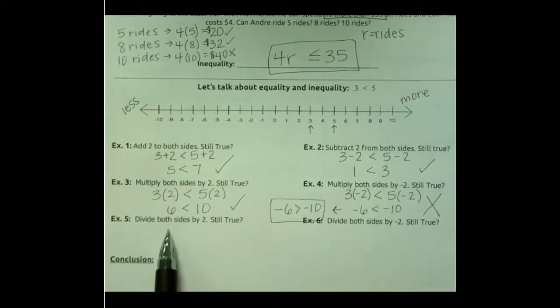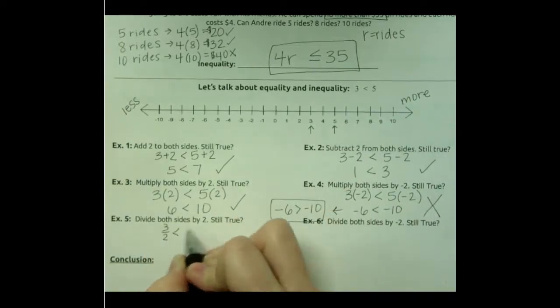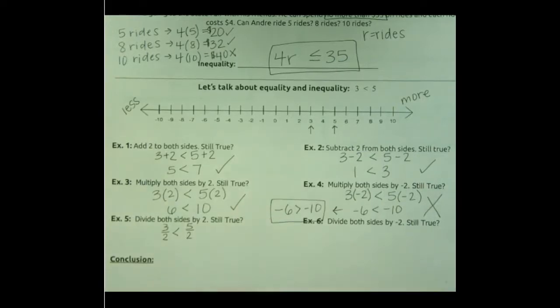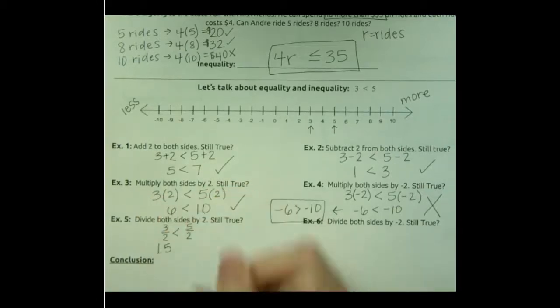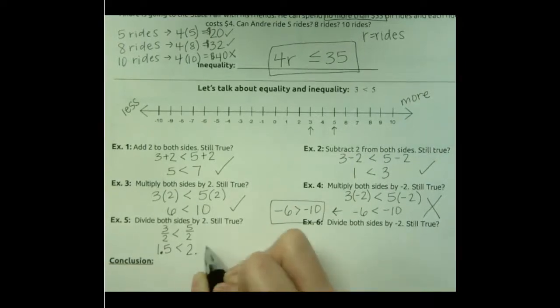Let's try dividing. So I still am using 3 is less than 5. So 3 divided by 2 is less than 5 divided by 2. Right now it might be hard to tell which one's greater, which one's less. So in your calculator, you can find it by typing in 3 over 2, then hitting Control and Enter. It should give you a decimal of 1.5. Less than, do the same thing over here. This one's going to give you a decimal of 2.5. Is 1.5 less than 2.5? Of course.